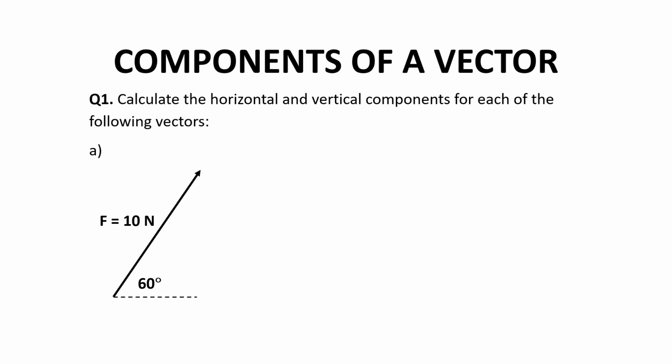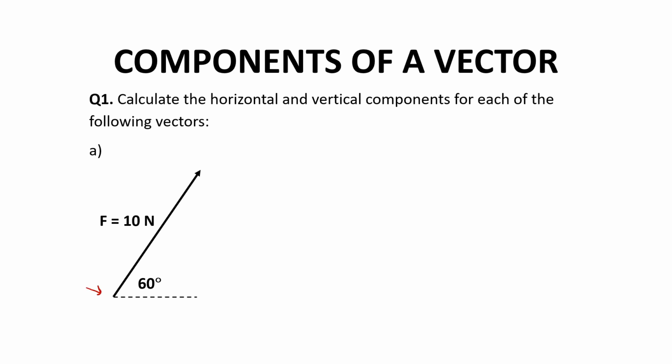Hi everyone, in this video we will learn how to find the direction and the magnitude of the components of a vector. The components of a vector are the effect of a vector in a particular direction. So how do we determine the direction of a vector? We need to start from the tail of the resultant vector.